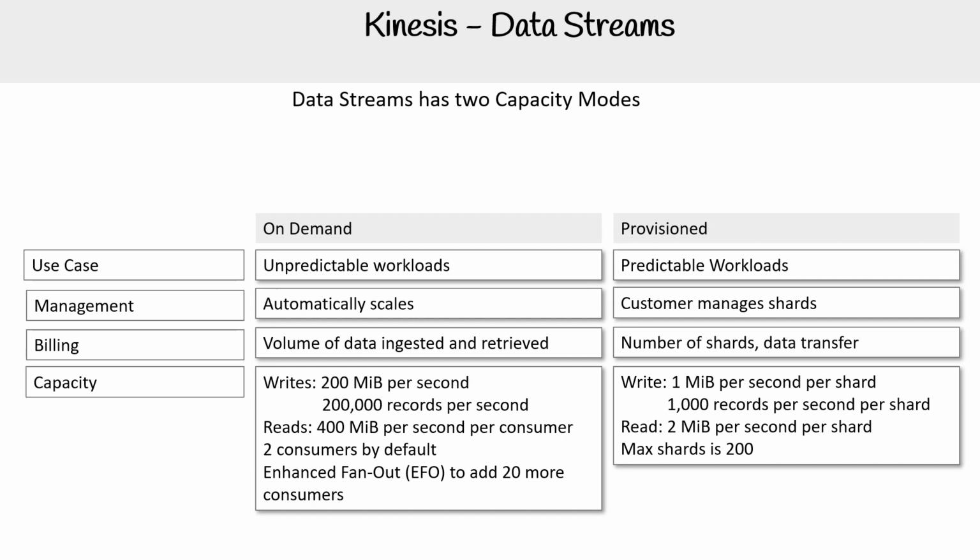For provisioned, you have 1 megabit per second per shard. And for writes, you have 1,000 records per second per shard. For reads, you have 2 megabits per second per shard and a max of 200 shards. So if you look at the maximum capacity of provisioned, it's the same as on-demand. The only difference between choosing on-demand is that they're managing the shards underneath. I guess the thing is that managing the shards yourself is going to be more cost effective. So that's usually the reason why you go with provisioned.